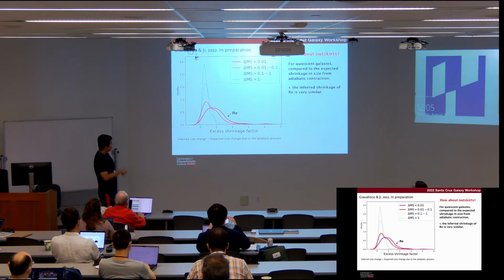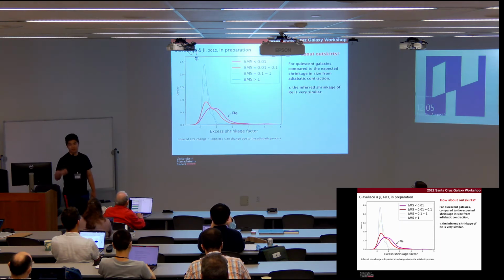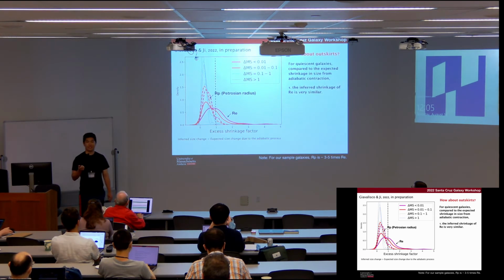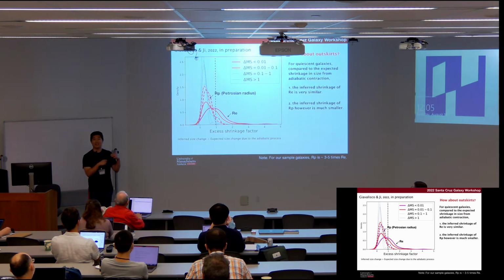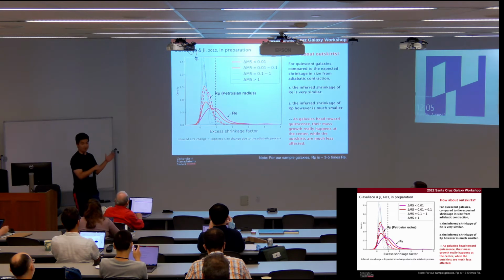So as you can see, for quiescent galaxies, the inferred change of Re is about the same as you would expect from the adiabatic process. However, if we use the protrusion radius as a characteristic size of galaxies, you find it's actually much smaller than what you would expect from adiabatic contraction. However, I should emphasize here, we are not suggesting the size change is due to an adiabatic process. What this is really suggesting is that the mass growth happens at the center, while the outskirts seem to be less affected.